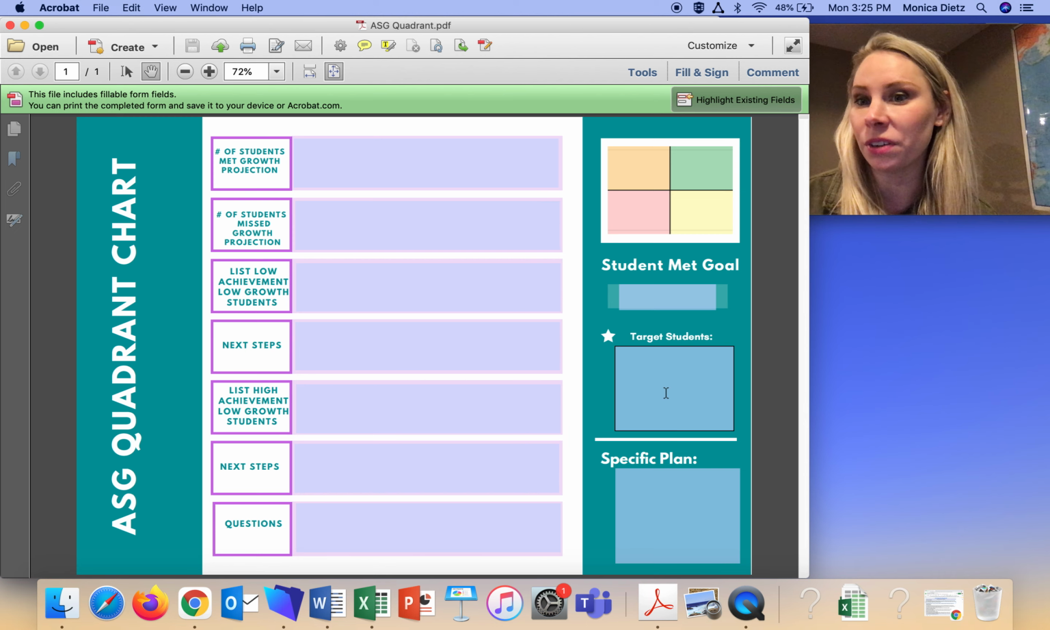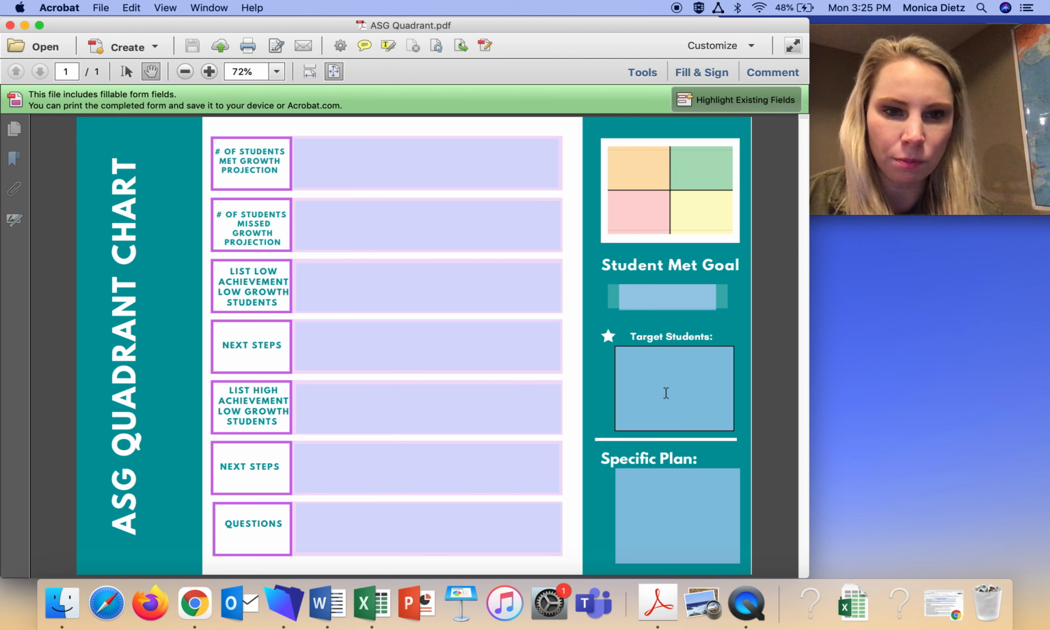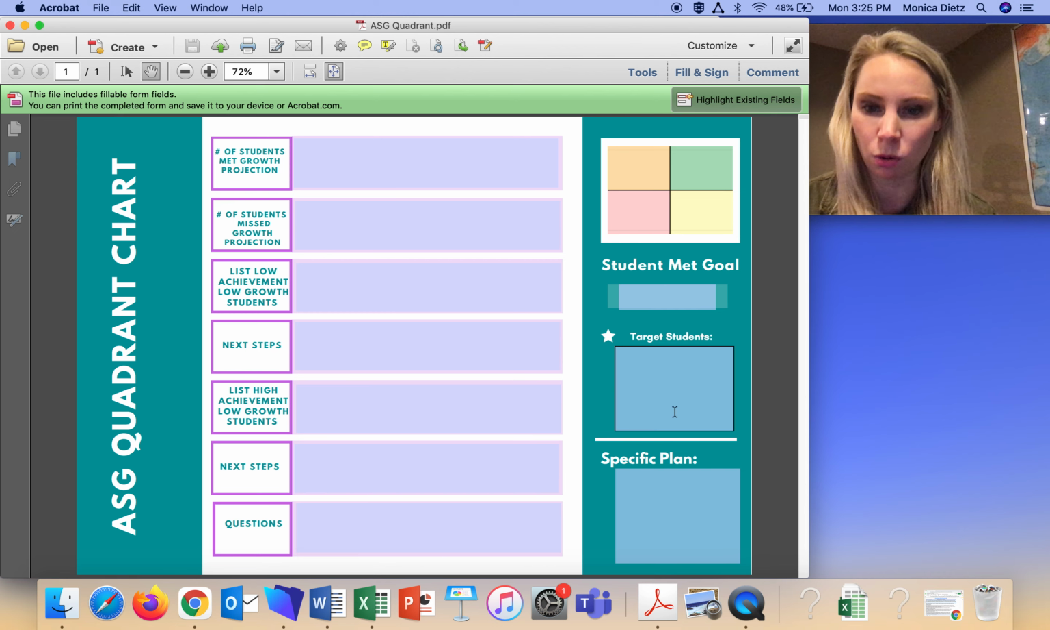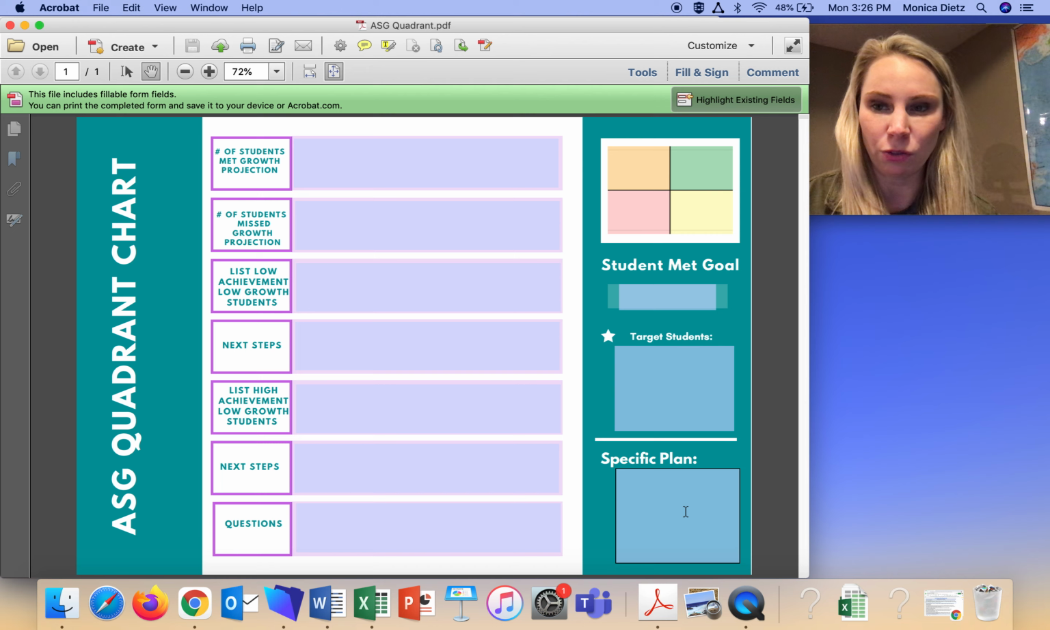Now, we're using all of our kids' data to inform our instruction, but you might want to pick maybe some kids from your pink box here, target them and create a really specific plan, or maybe your yellow kids and make a specific plan. So this is like our general information, some next steps, but then this is like really what we're looking forward to in the future to raise our students' achievement and growth.